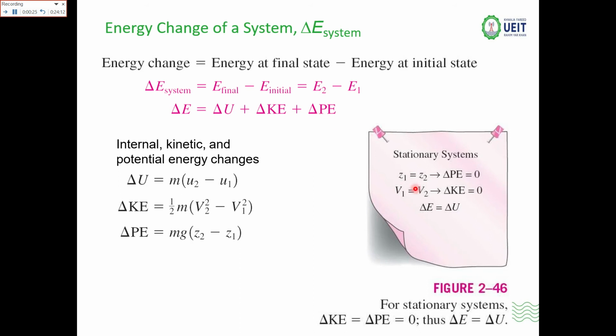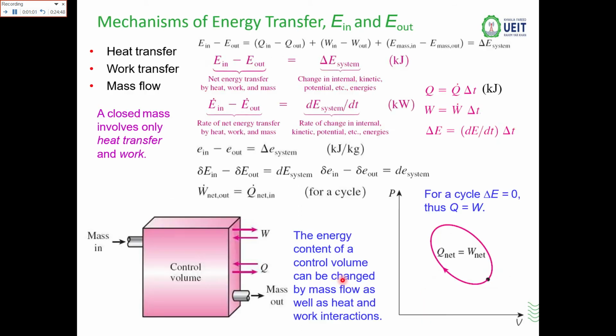For stationary systems, the change in potential energy is 0, and the change in kinetic energy is also 0. So the total energy is equal to the internal energy. Delta E is equal to delta U. Here delta U is equal to m times (U2 minus U1). Kinetic energy is half m (V2 squared minus V1 squared), and delta P is equal to mg (Z2 minus Z1). And again, as I have explained, for a stationary system, kinetic and potential energies are 0. Total energy is equal to the internal energy.